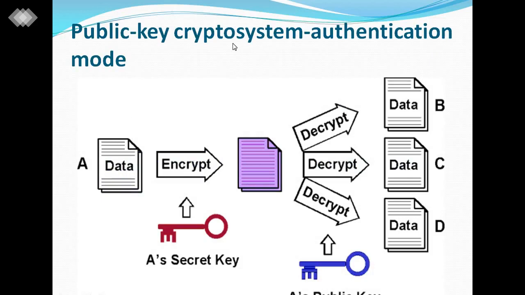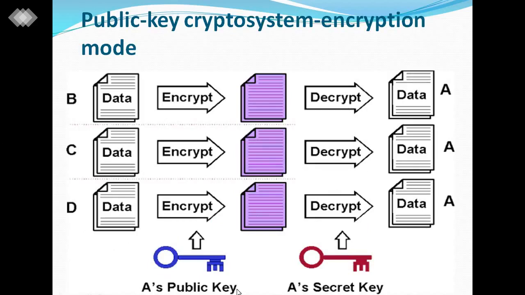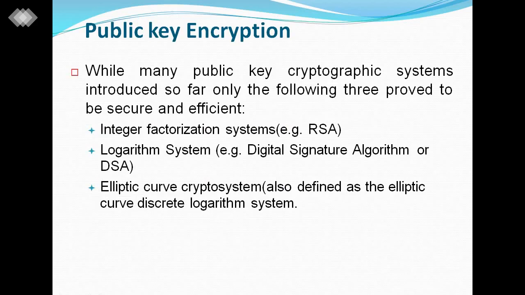Here are some public key cryptography authentication modes. Here A is a secret key which can be decrypted, and the other is called the public key. In the opposite case, A is a public key which can be decrypted, and the other is the secret key. The change of color just shows the public and private key used for encryption and decryption. Public key encryption may include secure and efficient algorithms like RSA, DSA, and elliptic curve cryptosystems. These algorithms are not part of your syllabus, but just for your knowledge I have mentioned RSA, DSA, and elliptic curve cryptosystems as algorithms for securing data.